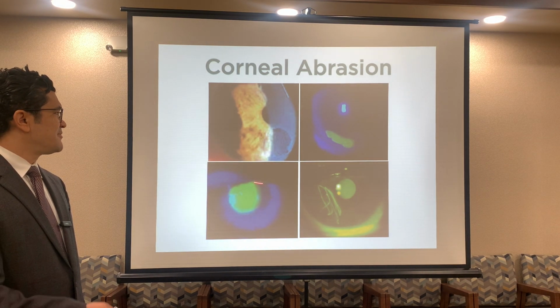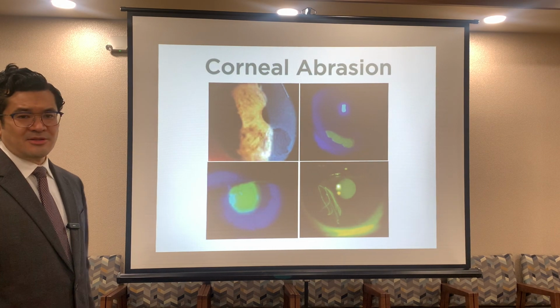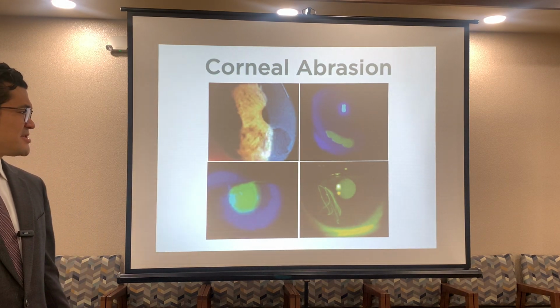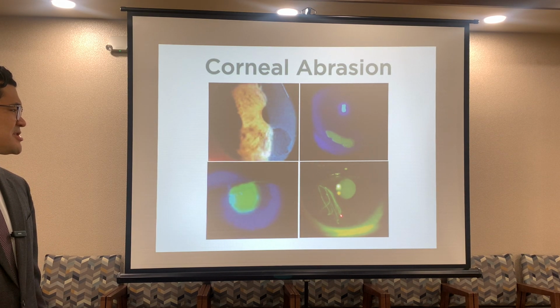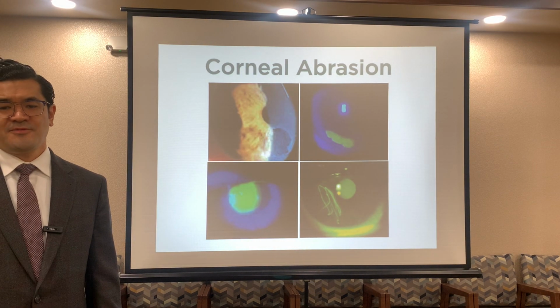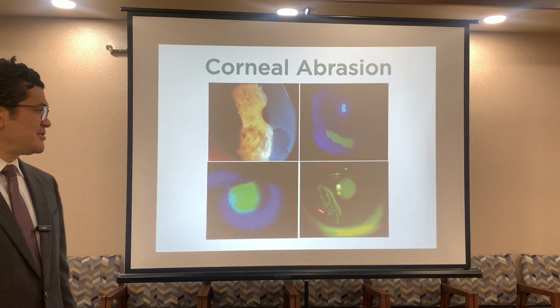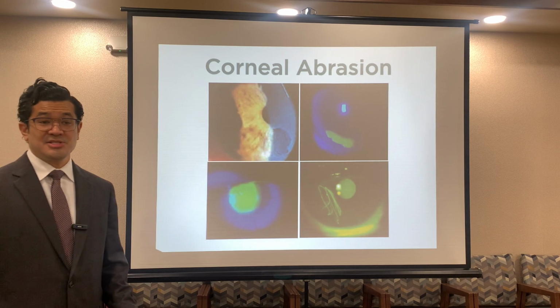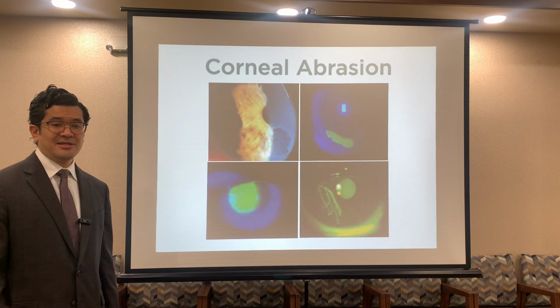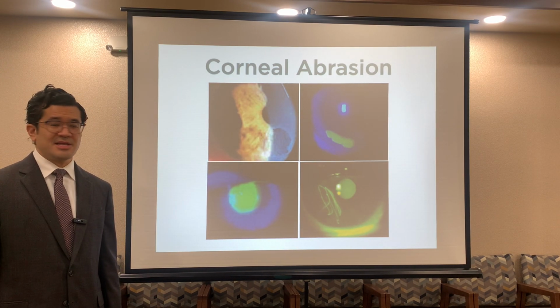Now, do you see the difference between these 4 pictures? The one in the lower right makes these vertical tracks. So this abrasion looks highly suspicious for a foreign body on the eyelid. Whenever you see these vertical tracks, there might be something still underneath the eyelid. So always flip the eyelid and look underneath for a foreign body in these cases.